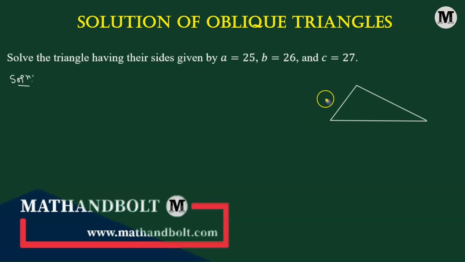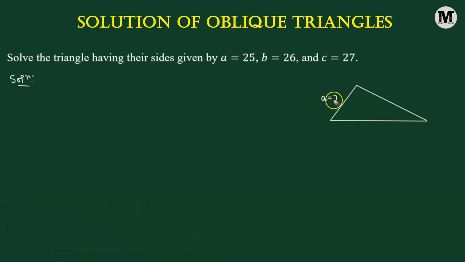Let's consider the shorter side and denote it by the letter A in lowercase. So that is going to be 25 units. Then we have the side B, which is of 26 units, and then we have the longer side, which is C, that is going to be of 27 units. Now we have a triangle whose sides are given to us.